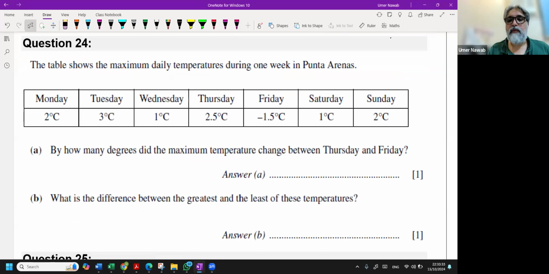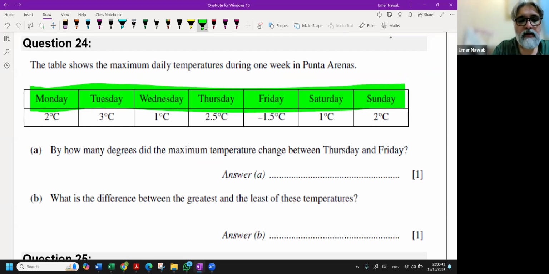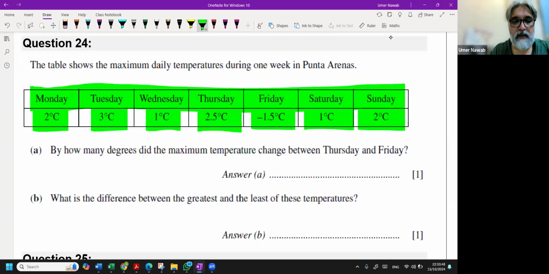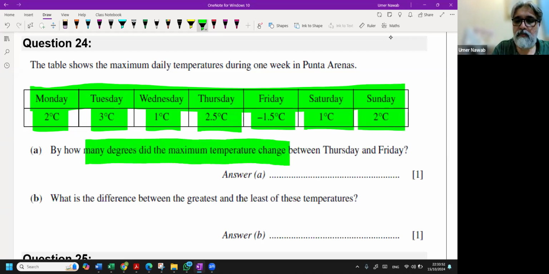Question number 24, he gives you temperatures for a week, on all 7 days. So Monday 2 degrees Celsius, Tuesday, Wednesday, Thursday, Friday, Saturday, and Sunday. How many degrees did the maximum temperature change between Thursday and Friday?